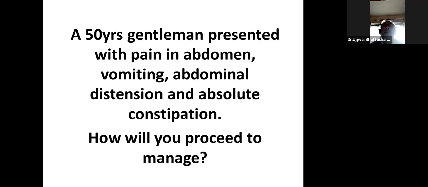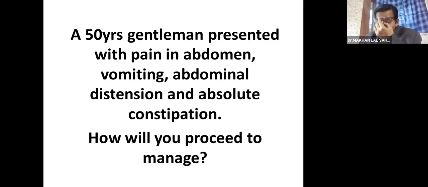Now, can you tell me what is the classic triad of gallstone ileus? Sir, intestinal obstruction, pneumobilia, and a radio-opaque shadow in the X-ray. Why is there pneumobilia? Sir, due to the fistula formation, gas goes from the bowel into the biliary system. Okay. This is described as Rigler's triad.